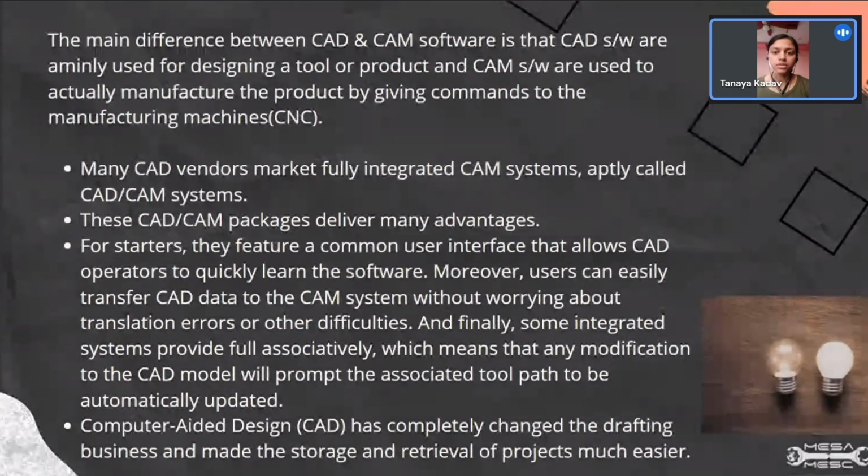Many CAD vendors market fully integrated CAM systems called CAD-CAM systems. These packages deliver many advantages. For starters, they feature a common user interface that allows CAD operators to quickly learn the software. Users can easily transfer CAD data to the CAM system without worrying about translation errors or other difficulties. And finally, some integrated systems provide full associativity, which means that any modification to the CAD model will prompt the associated toolpath to be automatically updated. And CAD has completely changed the drafting business and made the storage and retrieval of projects much easier nowadays.